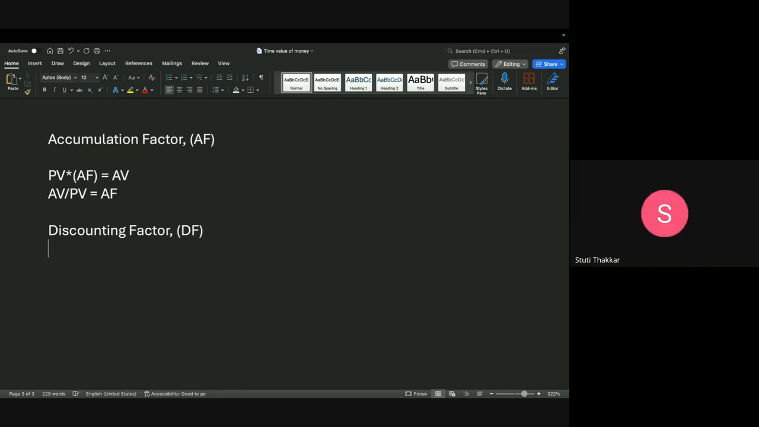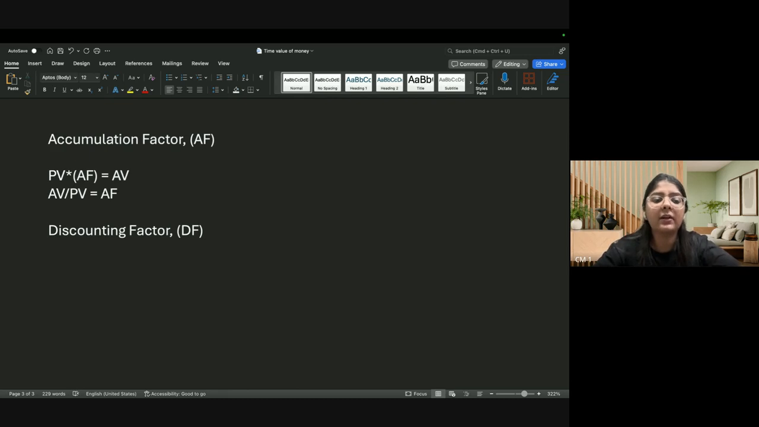Similarly, discounting factor will be the factor that you multiply to your accumulated value to get to your present value, which means by what factor you are discounting your AV to reach your PV. So again, DF will now be PV by AV. Opposite of this.